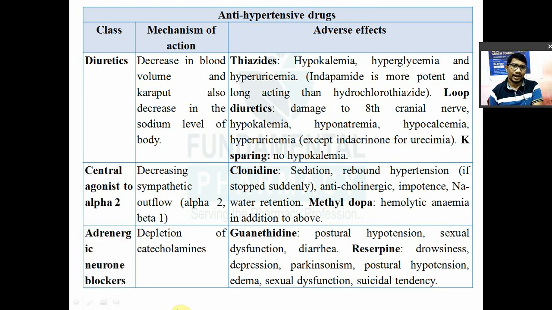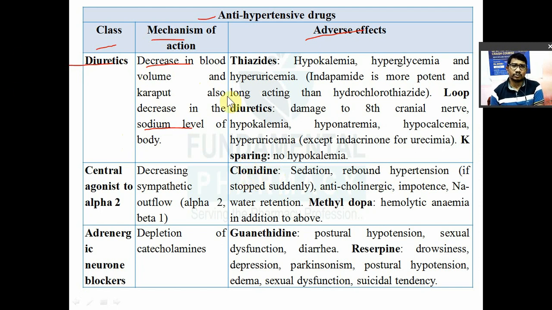So antihypertensive drugs, collectively, their adverse effects. Here I have listed the class, mechanism of action of those particular drugs, and adverse effects. For example, the first class is diuretics. They will decrease the blood volume, increase diuresis, increase urine formation, and excrete sodium and water from your body. So ultimately they will decrease the blood volume and also decrease the sodium level in your body. That is the main mechanism of action for the antihypertensive effect.